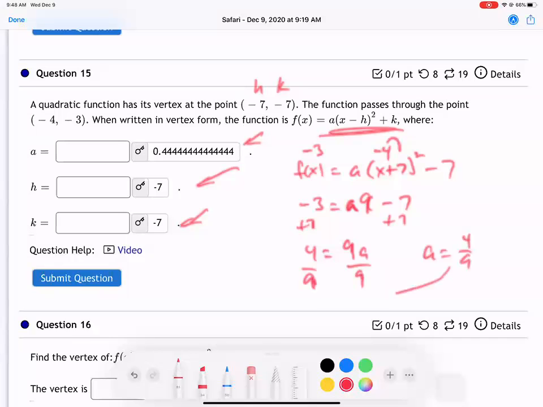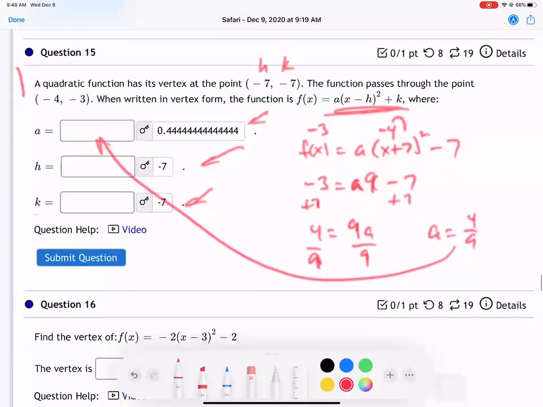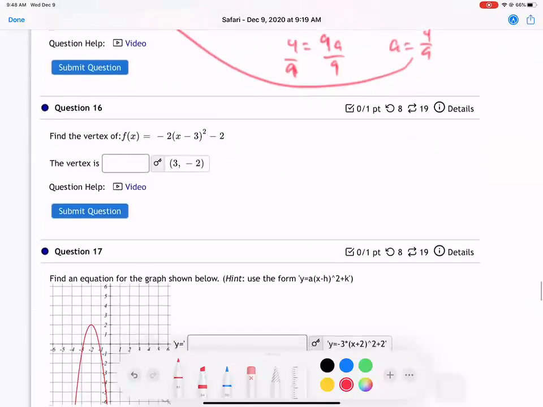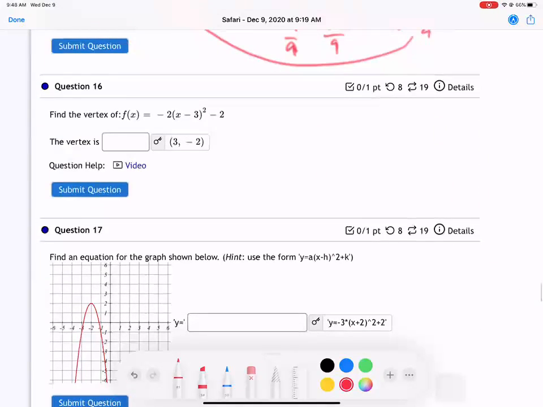Now, if you write 4 over 9, that's what I expect you guys to write. This decimal value is just the way the computer is reading it. But if you write 4 over 9, that would have been perfect for us. And it's one of our ways of writing the equation of a parabola. This one was a free throwaway. Vertex is h and k.